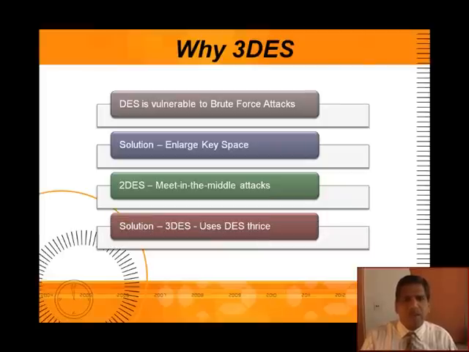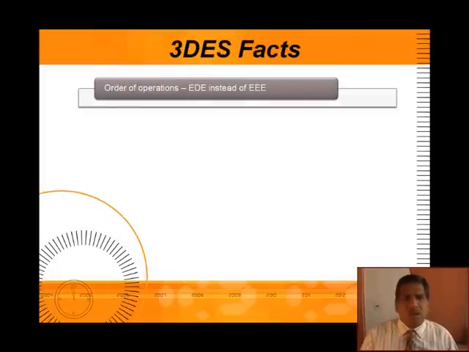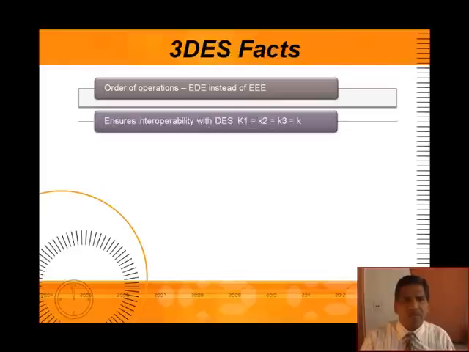In the triple DES algorithm, the DES algorithm is used 3 times. Let's see how. The order of operations carried out is not encryption with one 56-bit key, another encryption with another 56-bit key, and yet another encryption with another 56-bit key. Instead, the sequence that is followed is EDE, which means you do encryption, following that you do decryption, and then you again carry out the encryption.